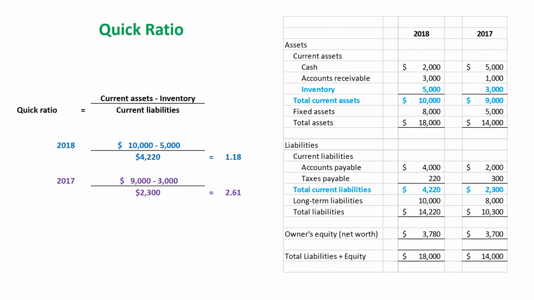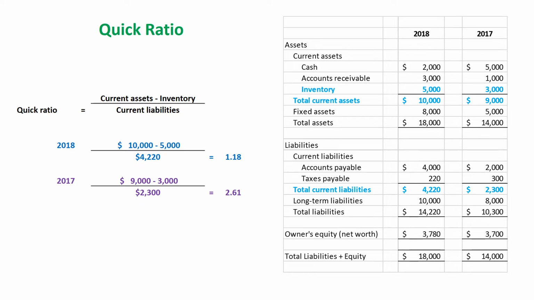Quick ratio. Since inventory is the most difficult current asset to dispose of quickly, it is subtracted from the current assets in the quick ratio to give a tougher test of liquidity. The quick ratio is computed as follows. Quick ratio equals current assets minus inventory over current liabilities.